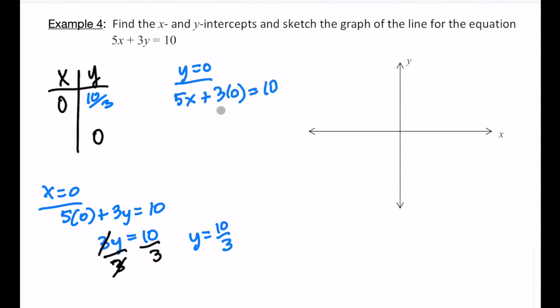Now let's substitute y equal to 0 to solve for the x-intercept. 3 times 0 is equal to 0, so we're left with 5x is equal to 10. And we divide both sides by 5 to isolate x. So x is equal to 10 over 5, or 2, when y is equal to 0. And this ordered pair, 2, 0, will be 2 units to the right on the x-axis. So that is the x-intercept. Let's plot those two ordered pairs and sketch our graph.